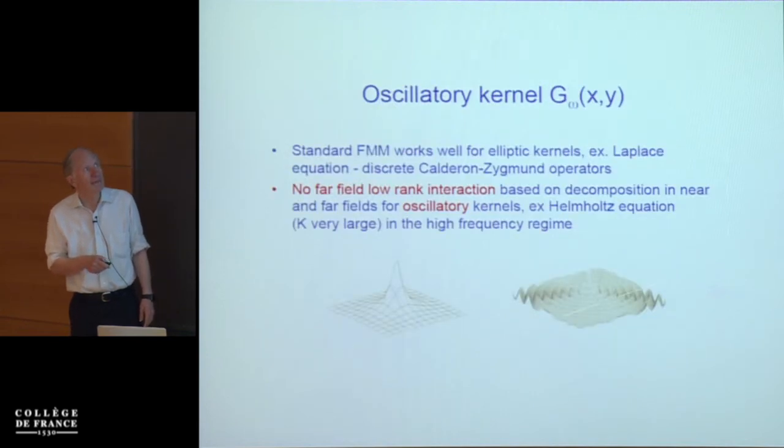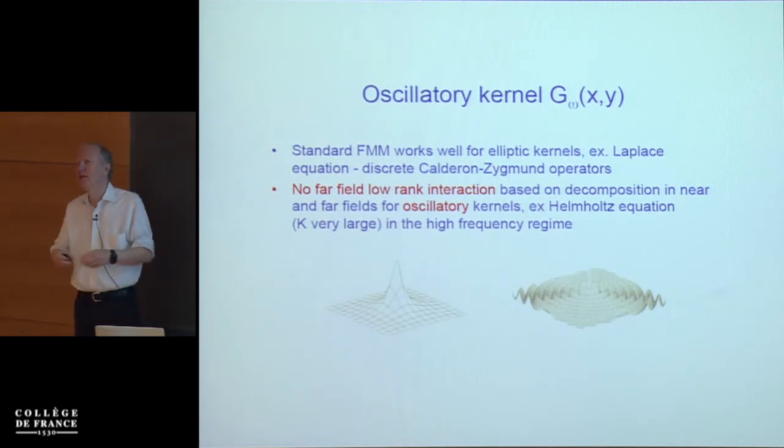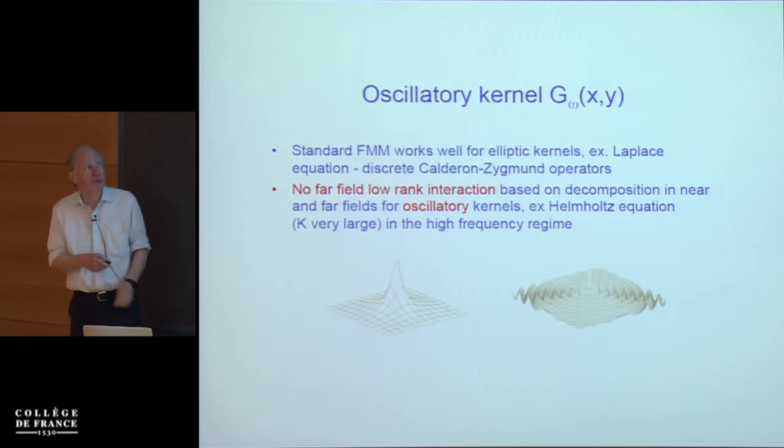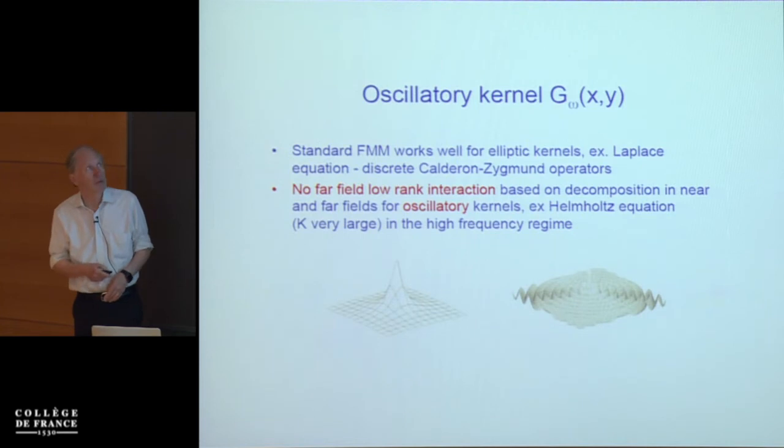Now, it doesn't work well if you use the Helmholtz equation here. What it turns out is that in the multipole expansion, you need an enormous amount of terms in order to resolve the features over here. The same thing with the SVD: the very few singular values that you had in the elliptic case become an enormous number in this case. So it is not working.